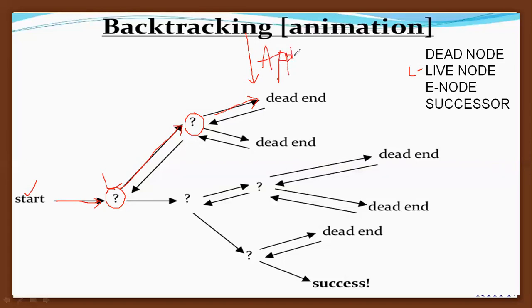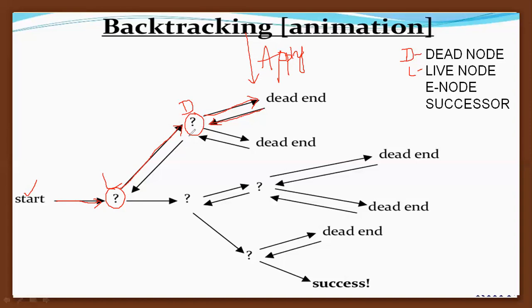If you apply the technique of backtracking, you can go back to the previous node from the dead end node. Here you are not getting any solution. That's why this node is to be treated as a dead node, D node. D node stands for dead node. Dead node means there is no provision of extending the solution of the node.